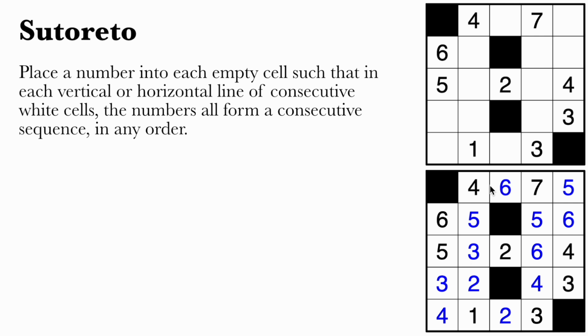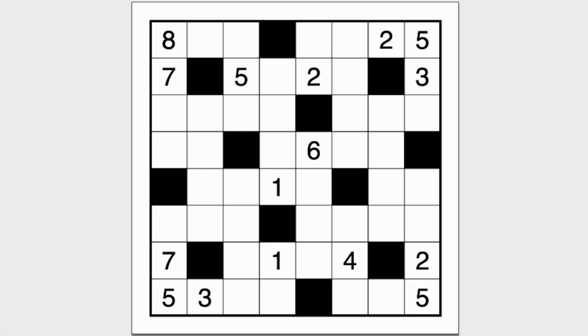So in this line, we have the numbers 4, 5, 6, 7. Here we've got 1, 2, 3, 4, 5. Here we've got 5, 6, and here we've got 5, 6. Again, because they are separated by a cell, it doesn't matter that there are repeats across those two. And rows and columns are treated identically. Those are all of the rules of Sutoreto. So it's time to solve the puzzle. Today's Sutoreto was set by Eric Fox.